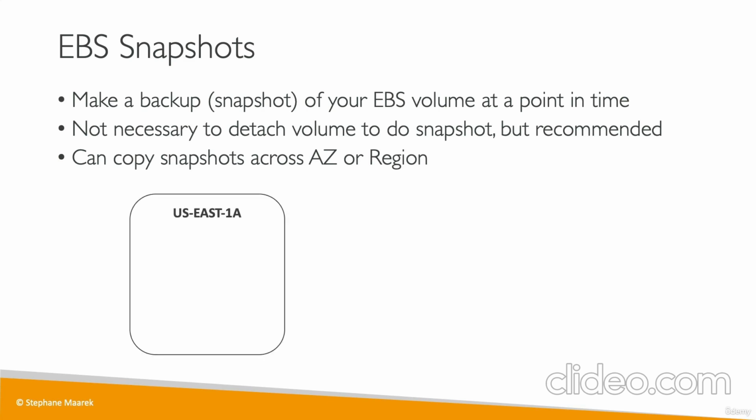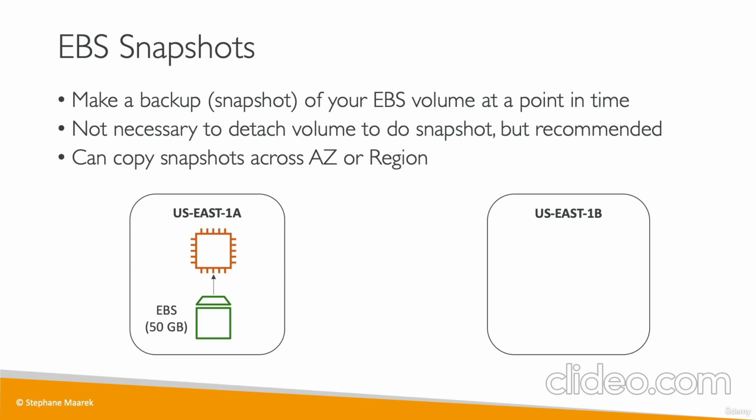So if we look at US East 1A and we want to transfer an EBS volume to US East 1B, the way we would do it is that we would have the EBS volume attached to the EC2 instance, and then we would snapshot it. So maybe we would stop the EC2 instance ahead of time to make sure the snapshot is clean, or we could just do it on the fly. It is really up to you and based on how you have programmed your EC2 instance.